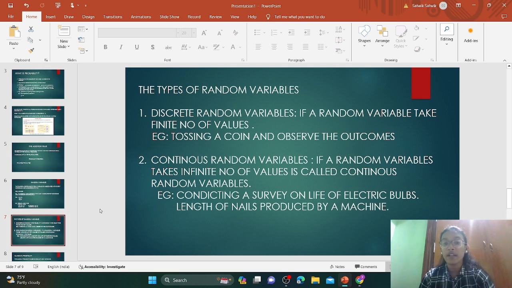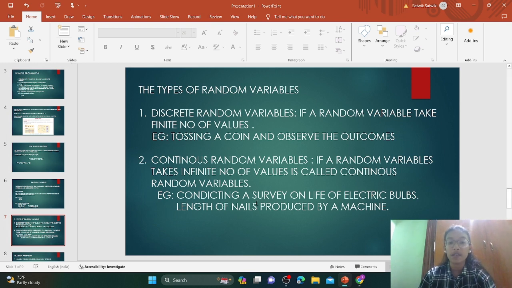So if a random variable takes a finite number of values, an example of this will be tossing a coin and observing the outcomes. Next will be the continuous random variables. If a random variable takes an infinite number of values, it is called a continuous random variable. Finite number of values means particular values, and infinite number of values means countless values.